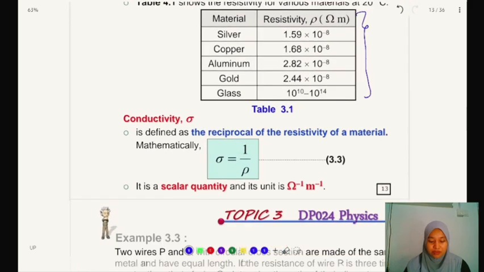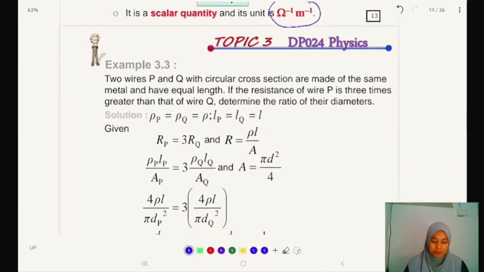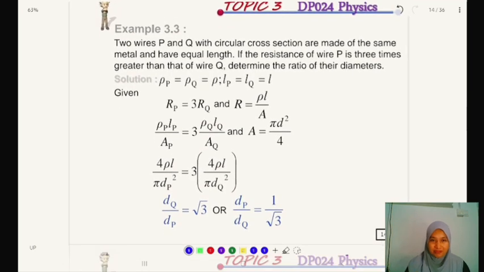Conductivity ialah reciprocal of the resistivity of a material yang adalah 1 per rho sahaja. So, conductivity sama dengan 1 per rho dan unitnya adalah ohm negatif 1, m negatif 1. Okay, untuk subtopik ni dia banyak menggunakan bentuk soalan macam ni. Dia tak bagi awak nilai, dia bagi awak in terms of dia punya nisbah. Proportionality dia.